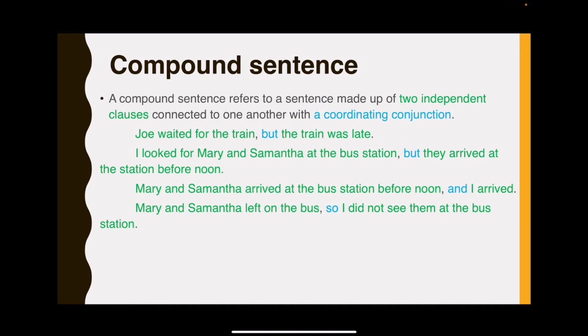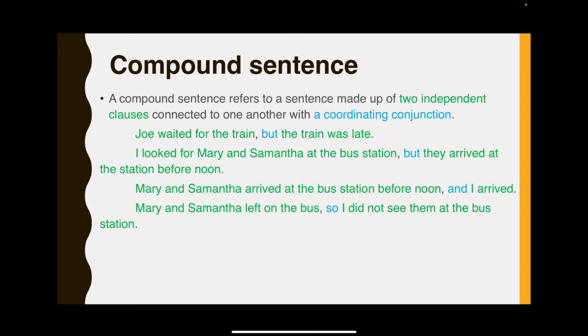So what we have here, Joe waited for the train, that is the first independent clause, and then we use the word but to join another independent clause, that is the train was late. So if it's a compound sentence, you will definitely see the coordinating conjunction. Next one, I looked for Mary and Samantha at the bus station. The first independent clause, and then but they arrived at the station before noon.